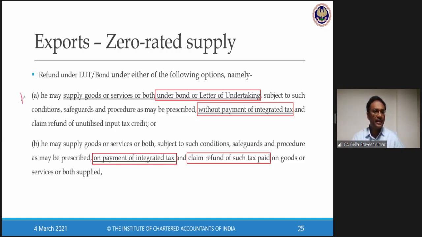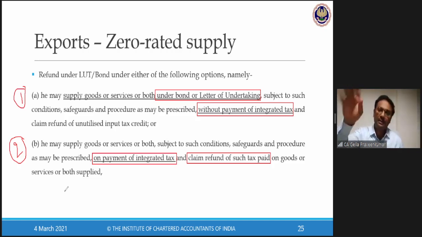Now, this is a particular route where it is falling under accumulated input tax credit. This is a route where my input tax is not accumulated. I pay a tax and claim a refund of that automatically. Route 1, I obtain an LUT or bond, and file a refund application for refund of accumulated input tax credit. I repeat, Route 1 is a mechanism.